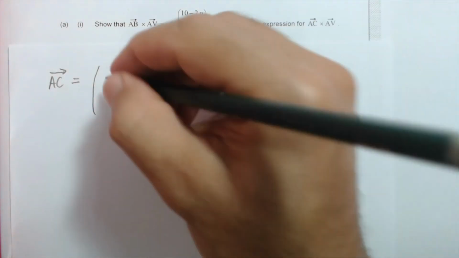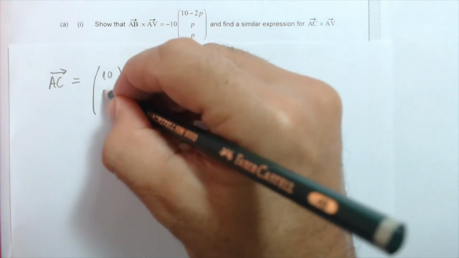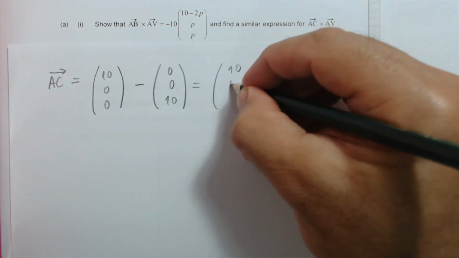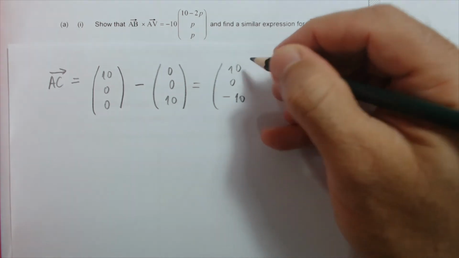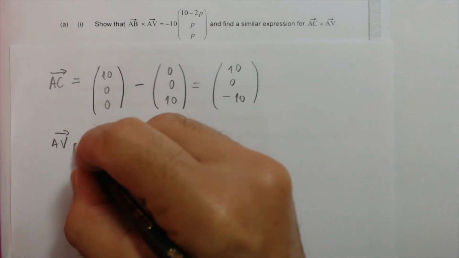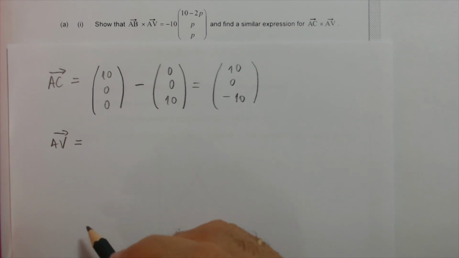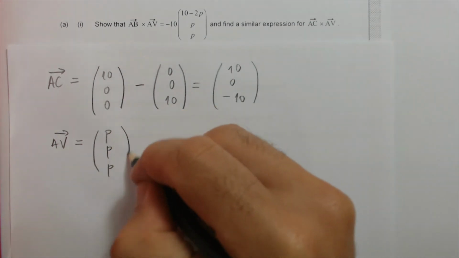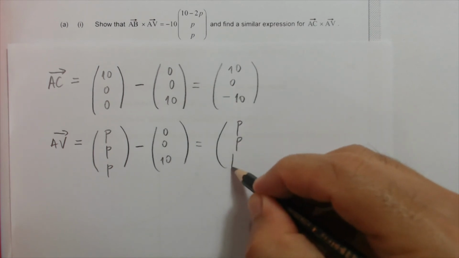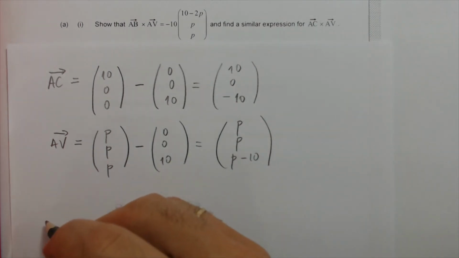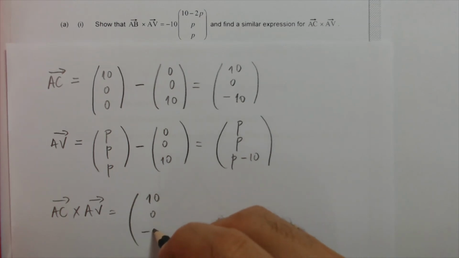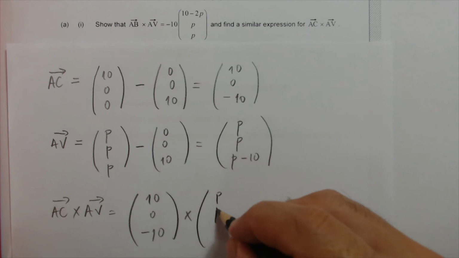AC is OC, which is (10, 0, 0), minus OA, (0, 0, 10). This is (10, 0, minus 10). Now AV is the same AV that we found before. So this is going to be OV (p, p, p) minus OA (0, 0, 10). Again, it is (p, p, p minus 10). Cross product AC cross AV is (10, 0, minus 10) cross (p, p, p minus 10).